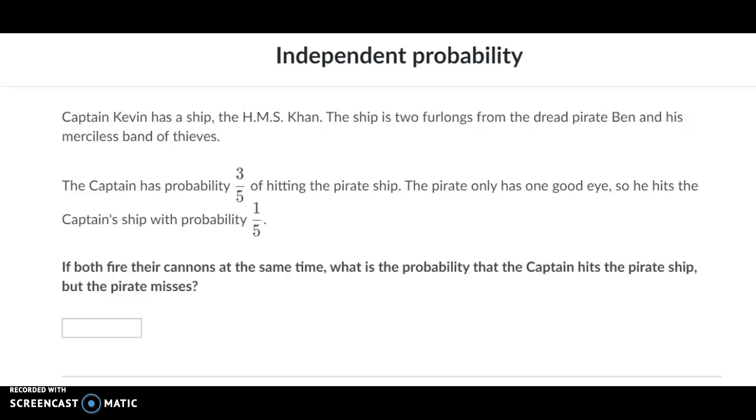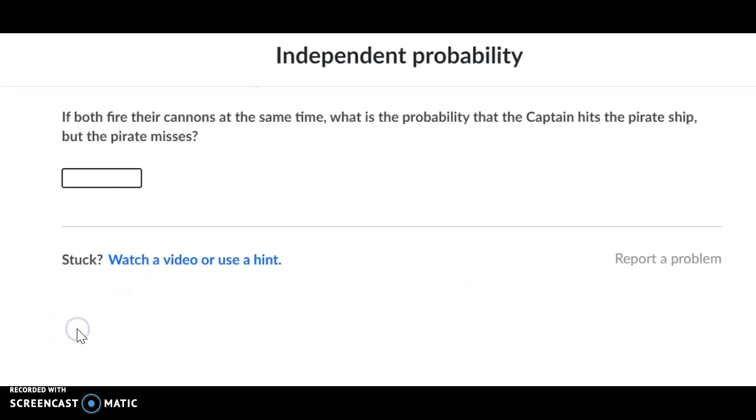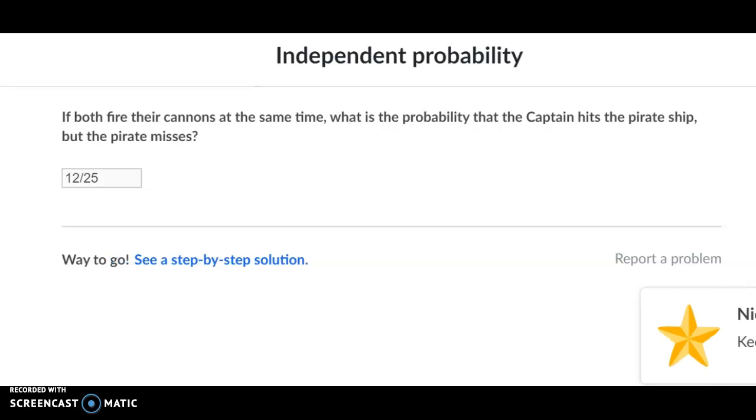The chances of the captain hitting the pirate ship and the pirate hitting the captain's ship are independent because whether they get hit or not, they're shooting at the same time. They will not affect each other. So we would take those two probabilities, 3/5 times 4/5, and we get 12/25. So I'm going to put that in as 12 divided by 25. And that's right.